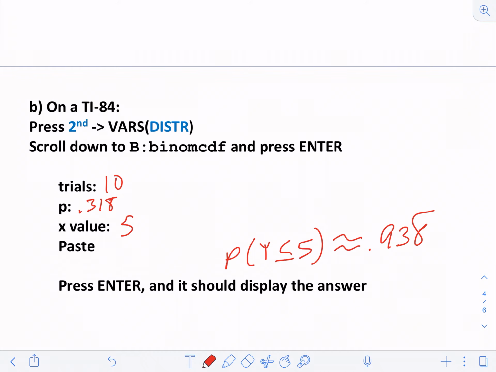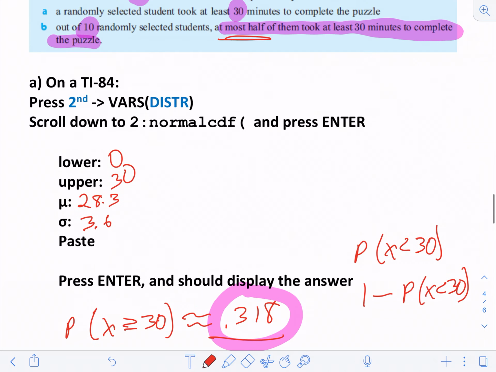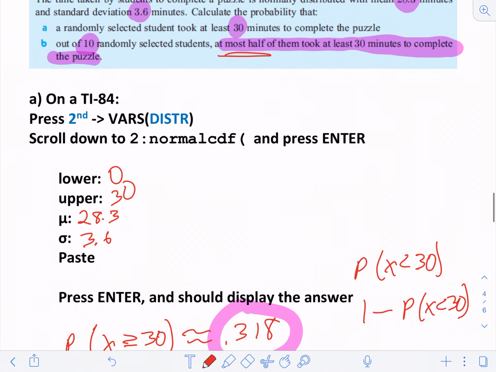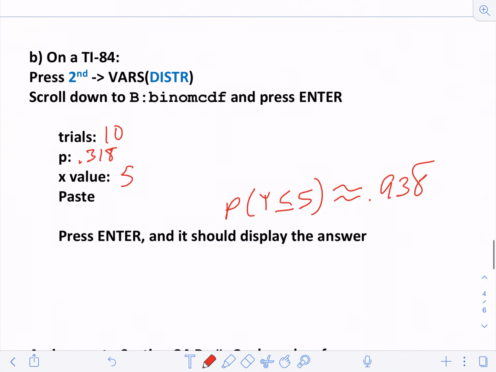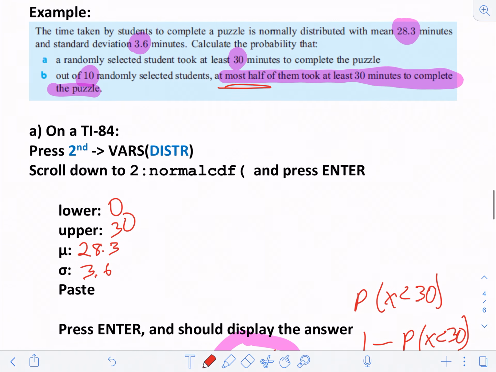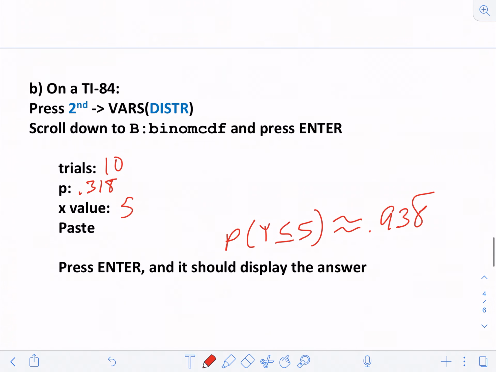That one's a little bit different because my X value in the original problem was the number of minutes. So I got the number of minutes, and then I have a different problem. I was looking at, if I pick 10, what's the probability that at most 5 of them will complete the puzzle in 30 minutes. The probability was 0.318 for 1, so I wanted to do 5 out of 10, and that's a random variable. That's like what we did last chapter. So mix the two together and see the difference between the two types of probability problems.